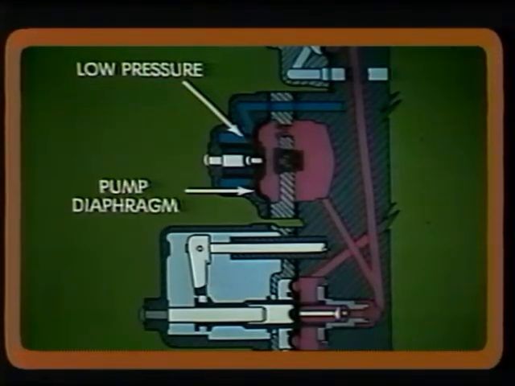To understand how this pump works, let's look at what happens when the throttle is closed. Here, very low air pressure on the engine side of the valve pulls the accelerator pump diaphragm over, and metered fuel fills the pump cavity.